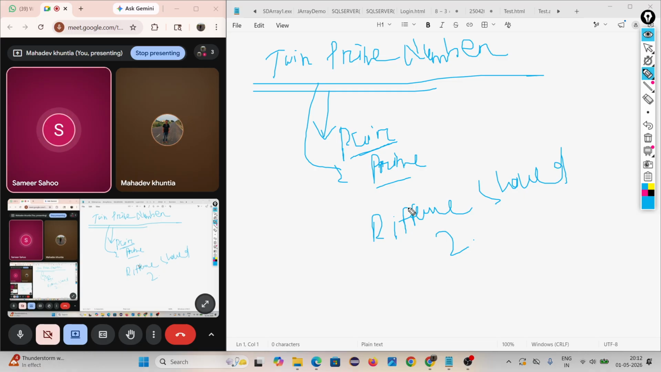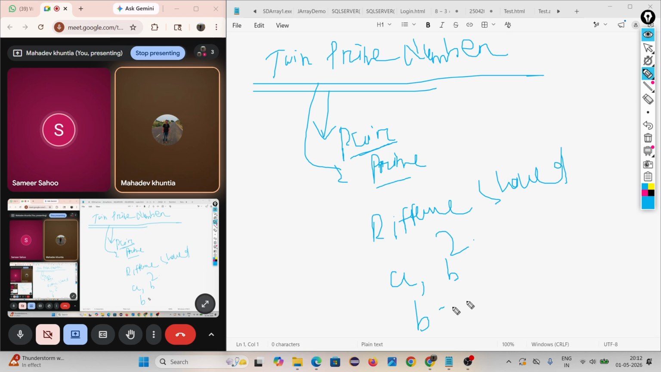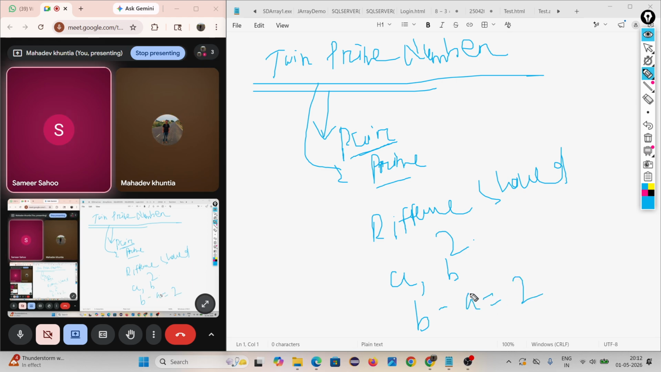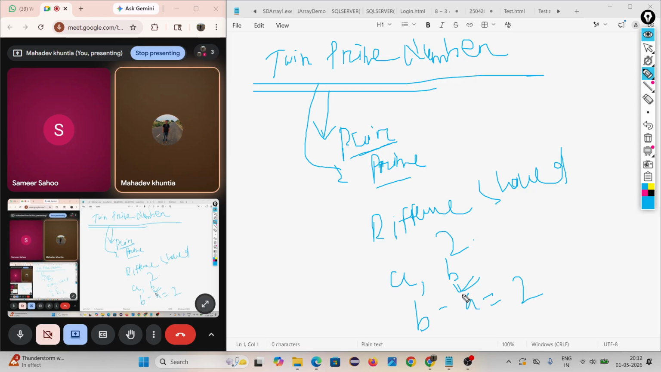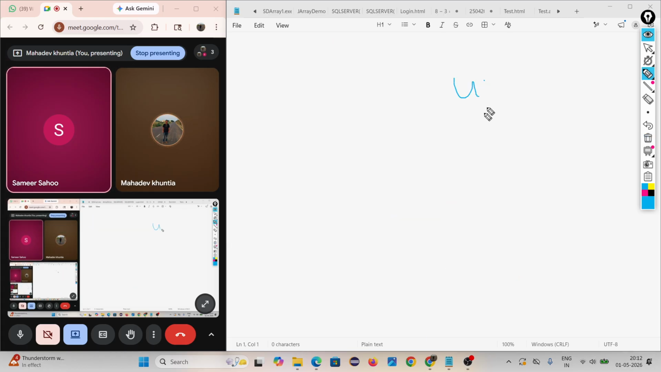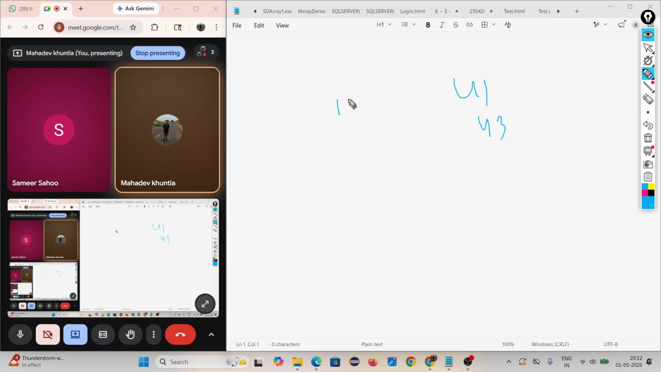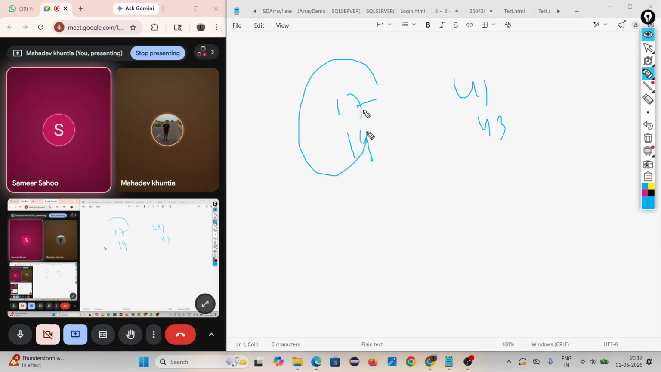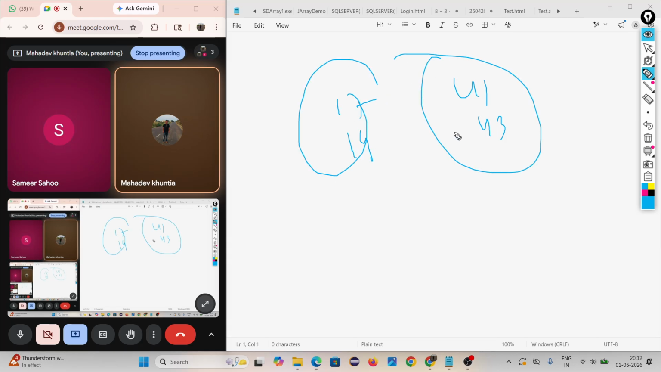Two prime numbers, if I subtract them, the difference should be 2. That means A is a prime number, B is a prime number. If I subtract B minus A, the answer should be 2, because B is greater. Look: 5 and 7, 3 and 5, 41 and 43, 17 and 19. These are called twin primes.